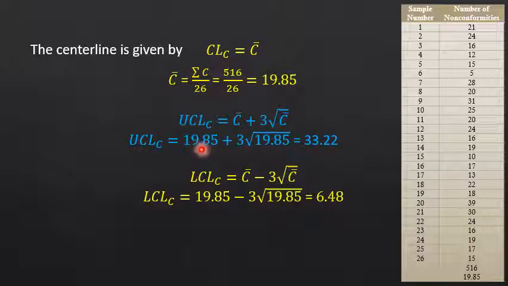Similarly, we are going to calculate the upper control limit and lower control limit for the C chart. So the upper control limit is equal to C bar plus 3 under root C bar, and we put in all the values of C bar, and we get the upper control limit equal to 33.22 and the lower control limit equal to 6.48.